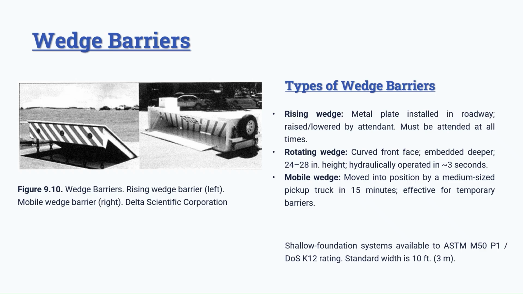Wedge barriers are active vehicle control systems designed for high-security applications. They consist of metal plates installed in the roadway that can be raised or lowered as needed. Rising wedge barriers provide strong resistance and are typically operated hydraulically, allowing rapid deployment. Mobile wedge barriers offer flexibility and can be repositioned based on operational needs. These systems are particularly effective at controlling vehicle access at entry points and preventing forced entry. Their strength lies in rapid response and high stopping power.